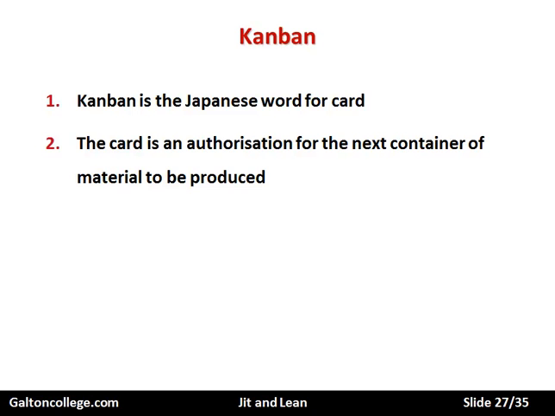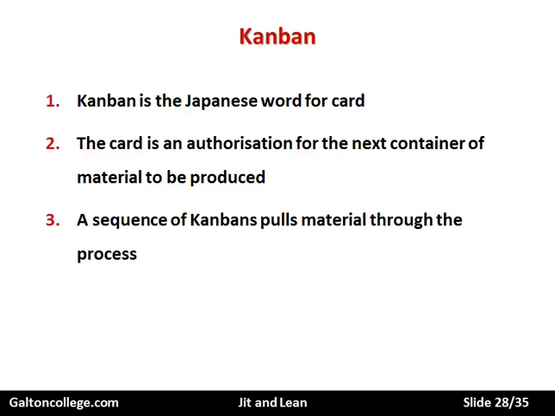So here we have a card, which is the authorization. Once the operator gets the Kanban card, the operator knows what to do, what to make, and there's the raw materials available, and there's the order that's been made. So everything in a sense is under control. Everything is so simple. A sequence of Kanbans pulls material through the process. So the Kanbans are in a sense being pulled through the process. They're being moved towards the final production because those are the instructions on the cards. The cards simply are telling each operator what to do.